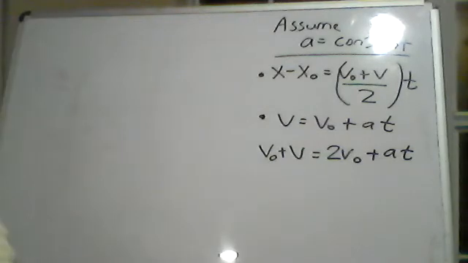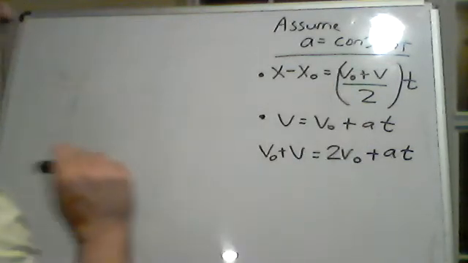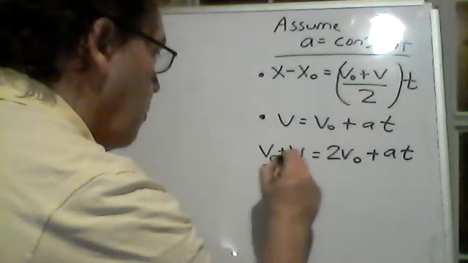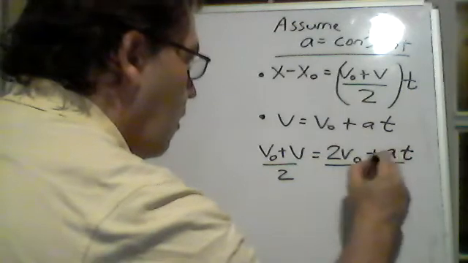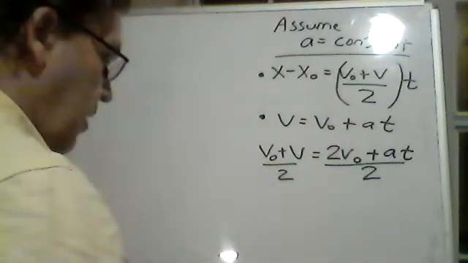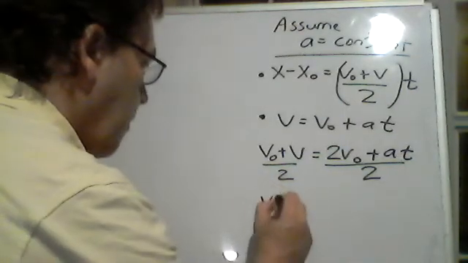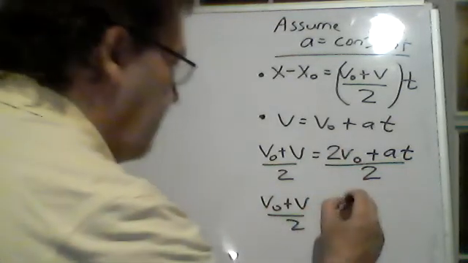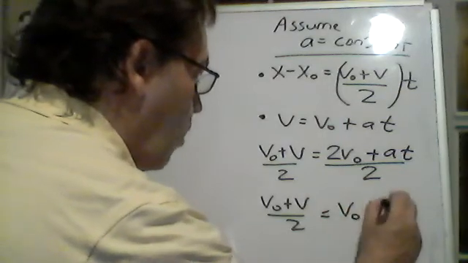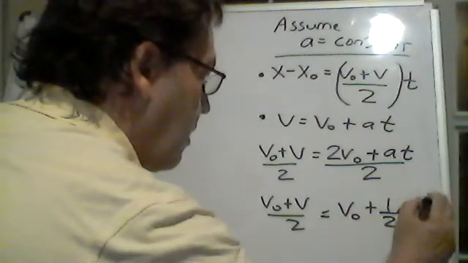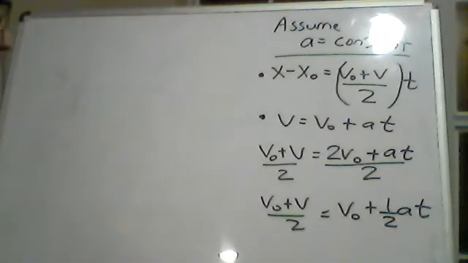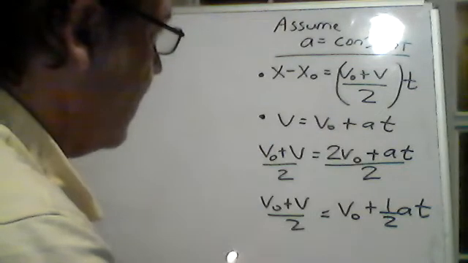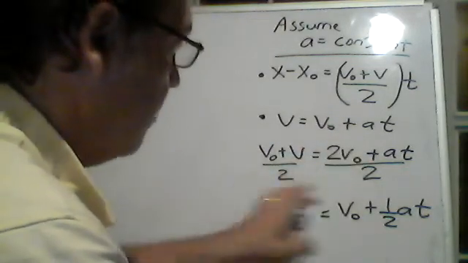So what do I need? I've got v naught plus v. I need v naught plus v divided by 2. So I'm going to divide both sides by 2. And what I have now is v naught plus v over 2. 2v naught over 2 is just going to be v naught, plus 1/2 at. Again, all I have done is take this second equation, add v naught to each side, divide both sides by 2, and rewrite it.